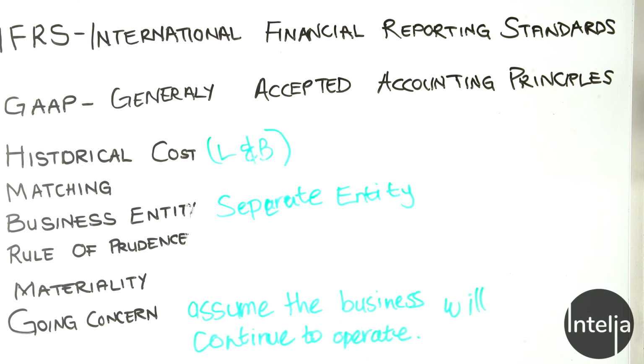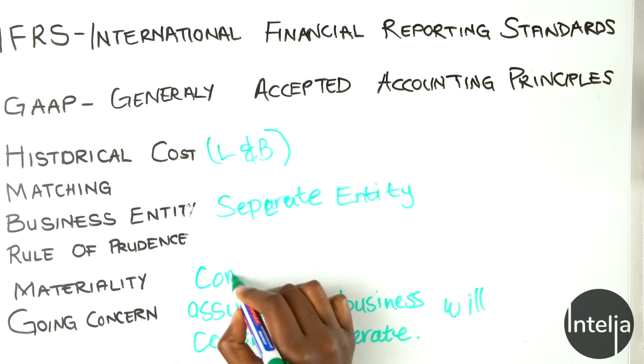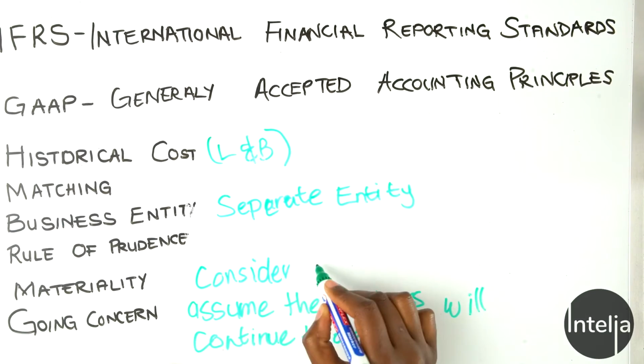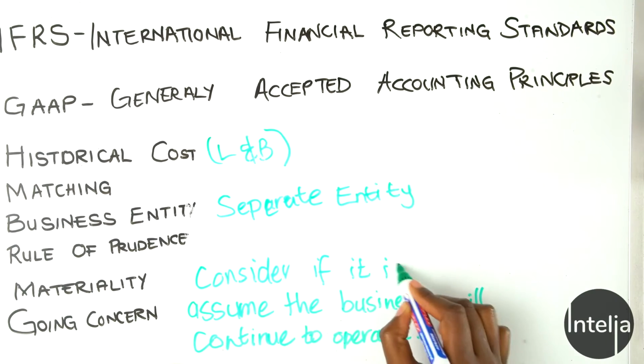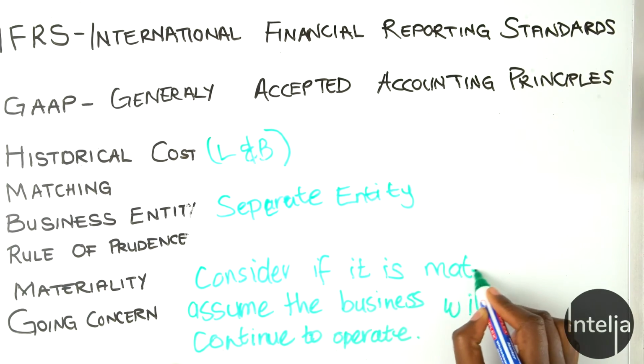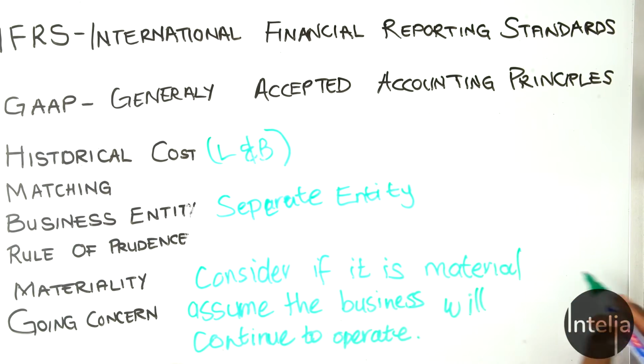The next principle is the materiality principle, which states that all information relevant to decision making should be provided. So when you get a transaction, consider whether that transaction is material, which means is it important enough to be included in the financial statements of that financial period. I'm just going to say: consider if it is material or important.